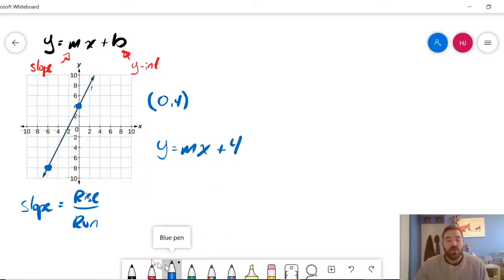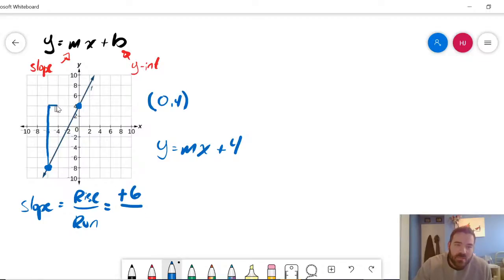So I need to know, going from one point to the other, and it doesn't matter which point I start at, but I'll start at this point here. I need to get from here to here, going either vertically, up or down, or horizontally, left and right. So I'll start here, and I'm going to go 1, 2, 3, 4, 5, 6. So I went up 6, so my rise is positive 6. And then I'm going to go to the right, 1, 2, 3. So my run is 3, and because I went to the right, it's a positive 3.